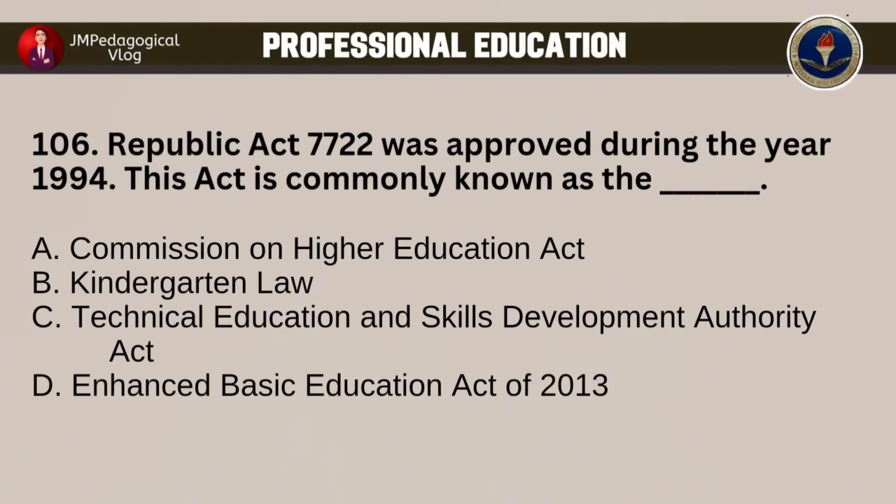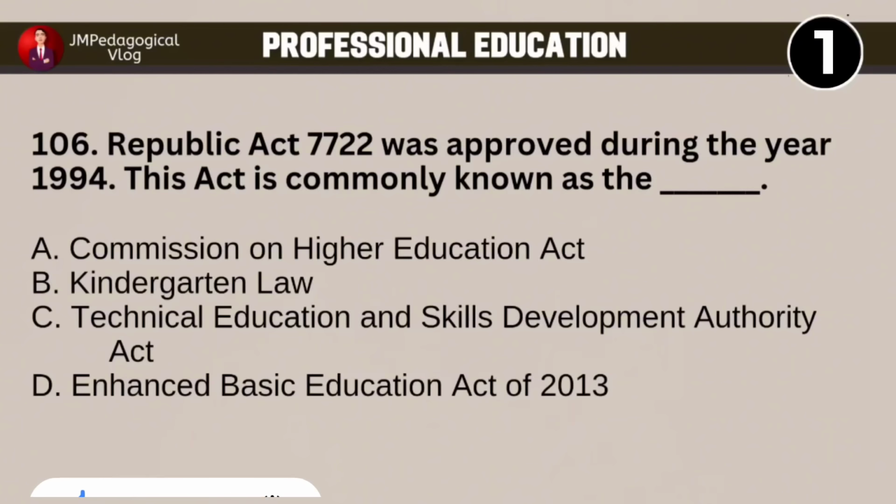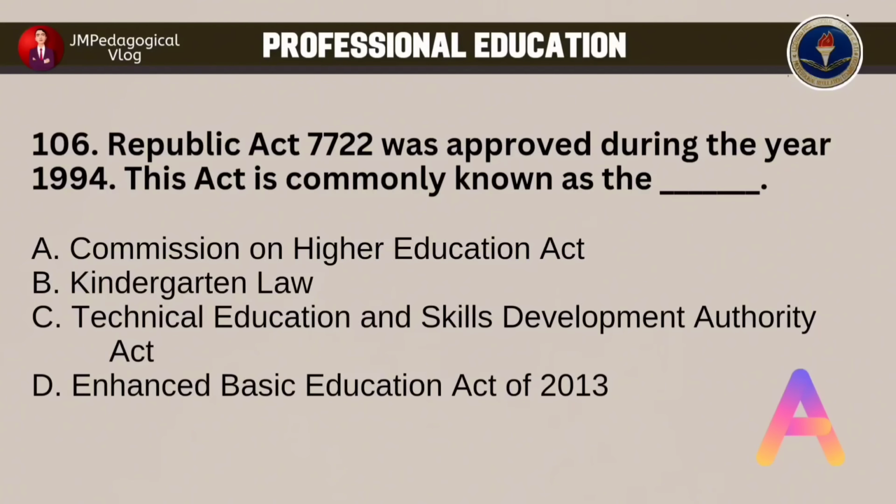106. Republic Act 7722 was approved during the year 1994. This act is commonly known as the A. Commission on Higher Education Act. B. Kindergarten Law. C. Technical Education and Skills Development Authority Act. D. Enhanced Basic Education Act of 2013. A. Commission on Higher Education Act.